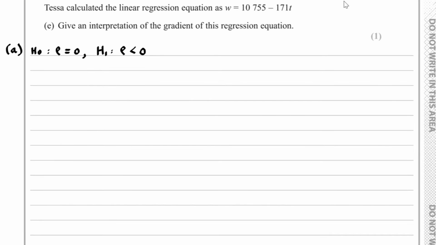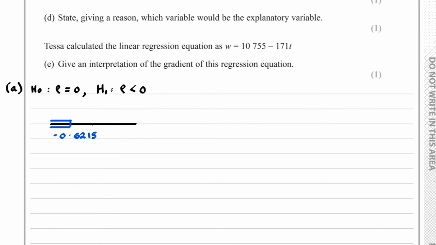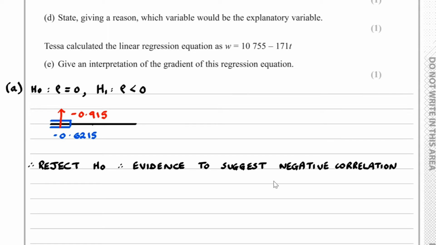And so if I draw a diagram, here I've got my critical value of minus 0.6215, and the value obtained was minus 0.915. So that value is over here. We've got minus 0.915, and because the minus 0.915 is less than the minus 0.6215, we would therefore reject H0. We can conclude there's evidence to suggest negative correlation.